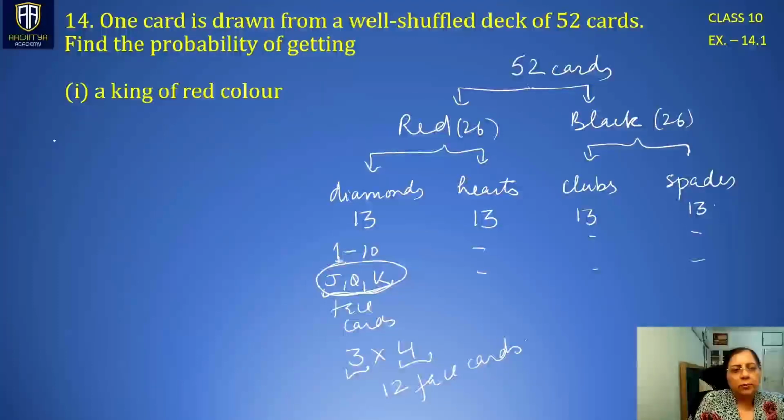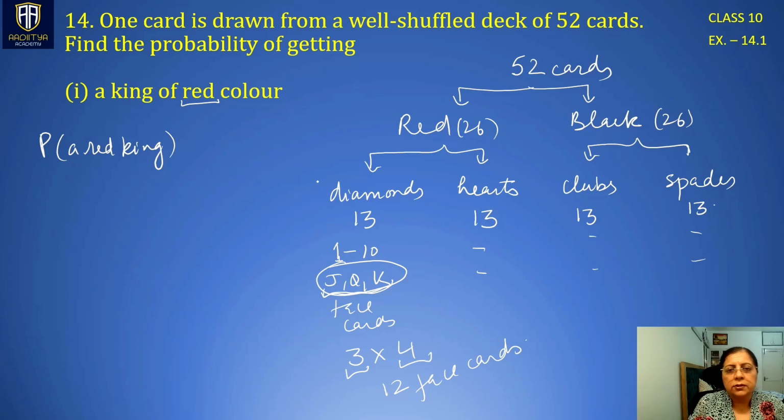Now we come to our question: the probability of getting a red king, a king of red color. A red king. Right? Now come to red color first. We have half of the cards red and half of the cards black.